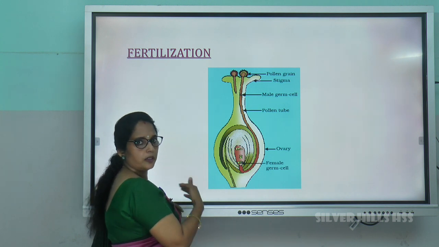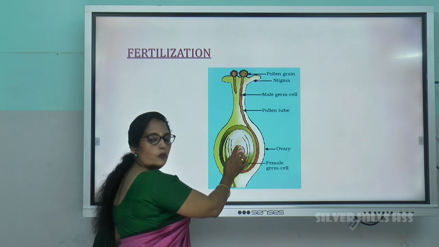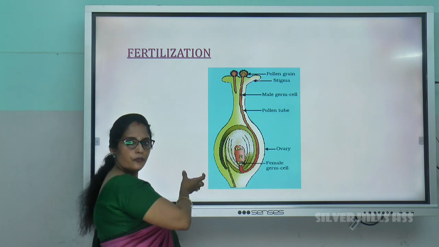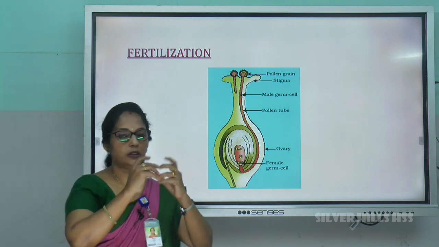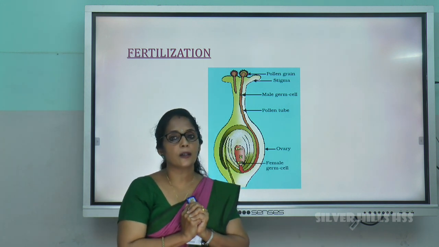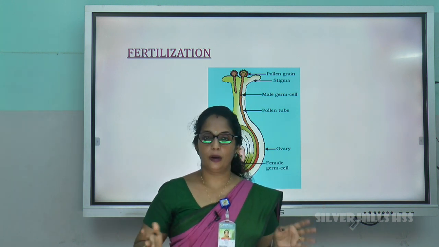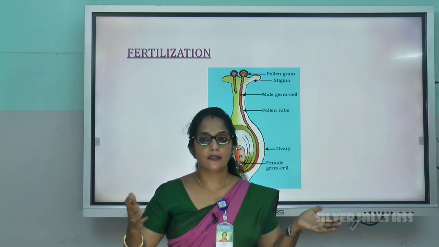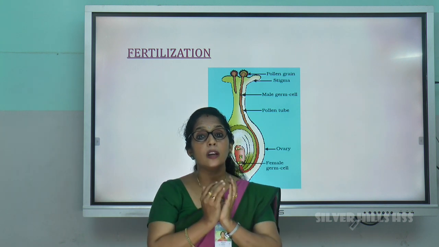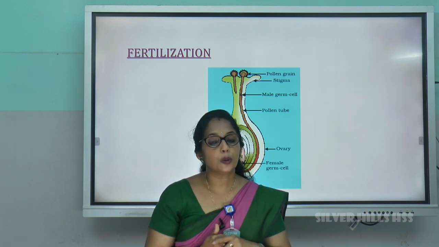So after fertilization, our ovule changes into seed and ovary changes into fruit. Just think about the flower that I first showed you. What happens to that flower after fertilization? After fertilization, all the petals in that flower will fall off, as well as stigma, style, filament, everything will fall off. Only the ovary will develop into a fruit and the ovule will change into a seed.